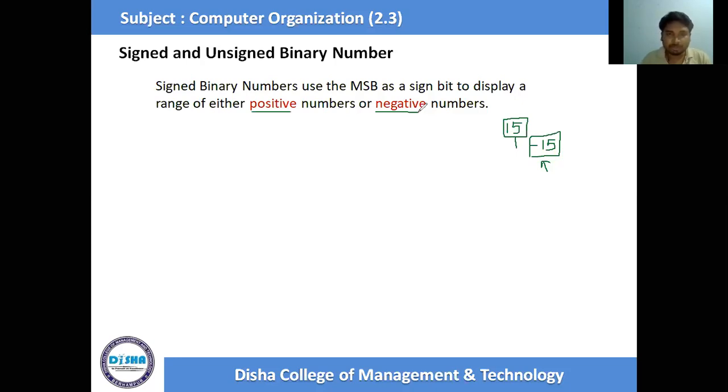Similarly, in binary numbers also we have signed and unsigned binary numbers. Basically, for signed binary numbers, whatever bit is at the MSB side can be recognized as telling whether the number is positive or negative.